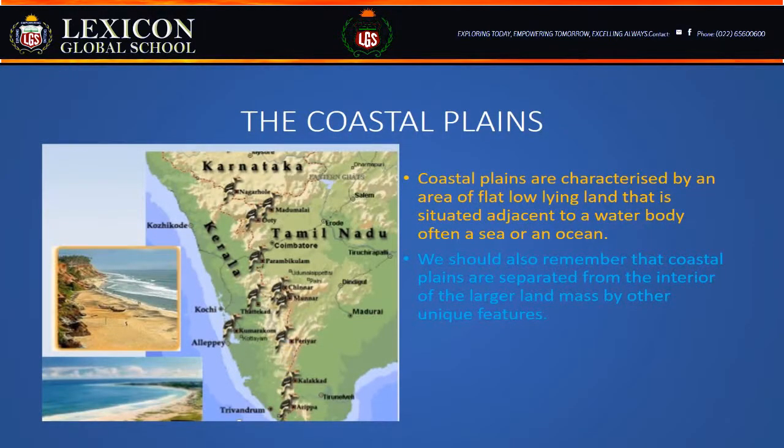The coastal plains. Now, what are coastal plains? Coastal plains are characterized by an area of flat, low-lying land that is situated adjacent to a water body, often a sea or an ocean. We should also remember that a coastal plain always is separated from the interior of the larger landmass by unique features. Like here we have the Ghat region in India.